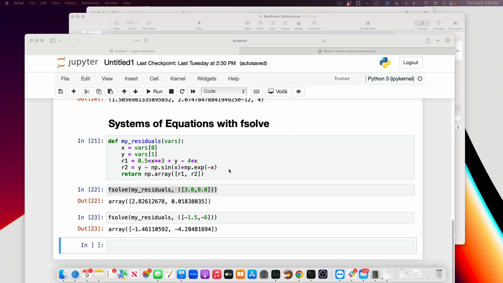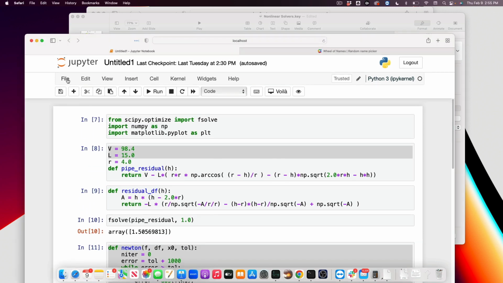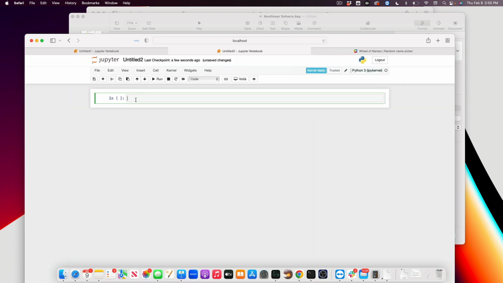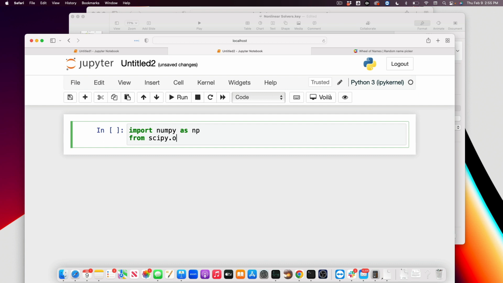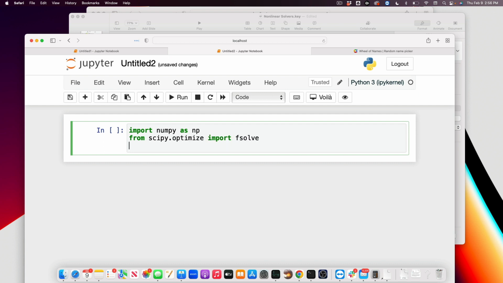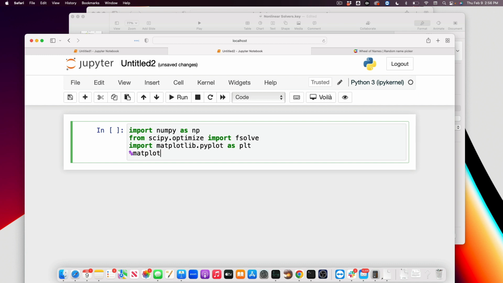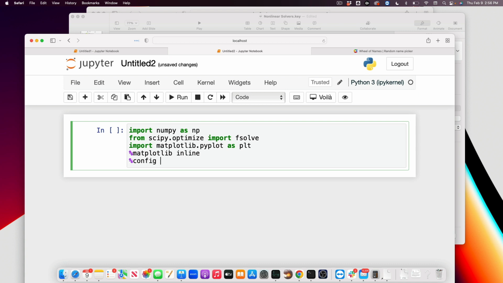Okay, let's see. Actually, I'm going to need plotting, so let's do it in another notebook. Okay. So I'm going to do import numpy as np, and we're going to do from scipy.optimize import fsolve, right? That's our key function. And matplotlib, because I want to plot the temperature: import matplotlib.pyplot as plt, and then I'll do the magic %matplotlib inline, and then %config InlineBackend.figure_format equal to 'svg'. You don't have to do the last 2 lines. Highly recommended.